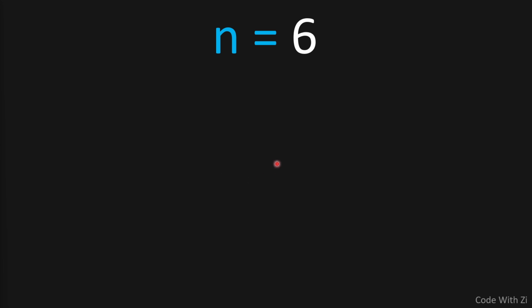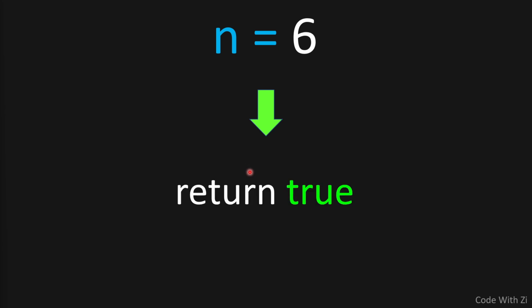So if we simplify this, an ugly number is a number that's only divisible by 2, 3, and 5. So for example, 6 is made out of 2 multiplied by 3. So 2 and 3. If a number is divisible by 2, 3, and 5, and that's it, we have to return true because that's considered an ugly number here.